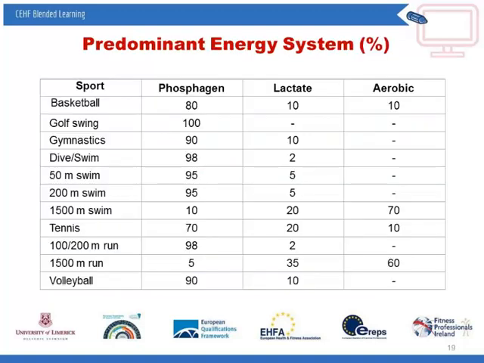To give you an idea of the different systems that are active during particular activities, take a look at this chart. You will notice that the activities that are predominantly aerobic, such as the 1500 meter swim or the 1500 meter run, are continuous activities.